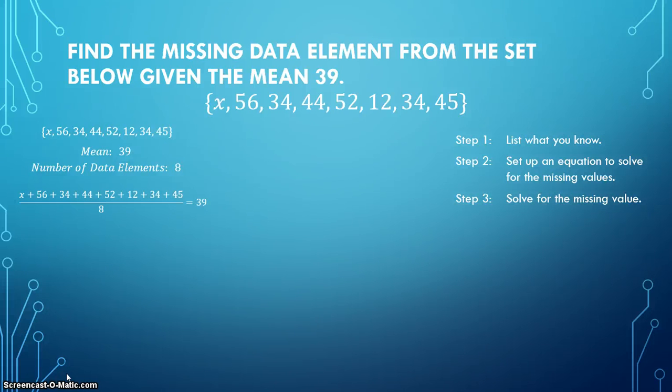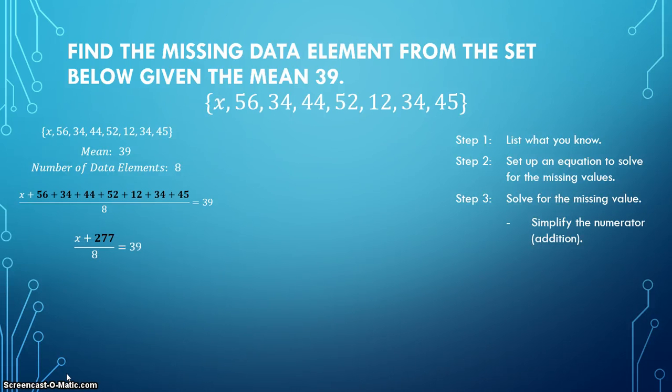Now, how we're going to do that is by first simplifying things down. And we're going to simplify the numerator. That means we're going to add all the stuff we can add together. We're going to add the 56 to the 34 to the 44 to the 52 to the 12 to the 34 and the 45. Right. And when we add all that up, which you can see I just changed to black, that's what we're going to add up to simplify, because we can add those together.